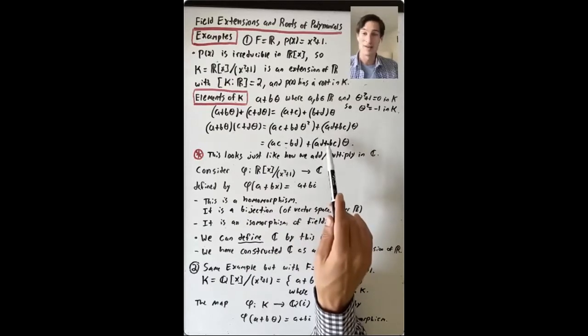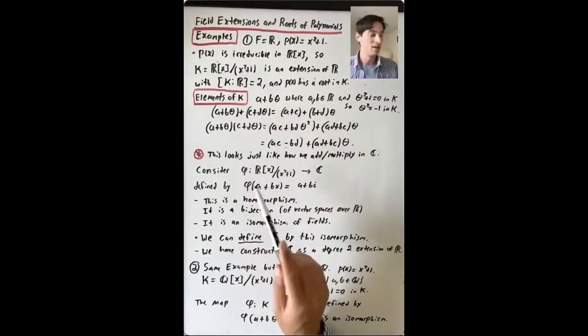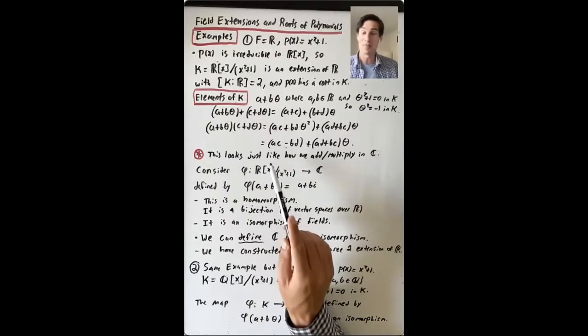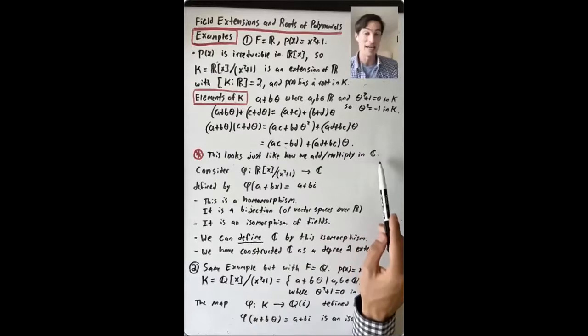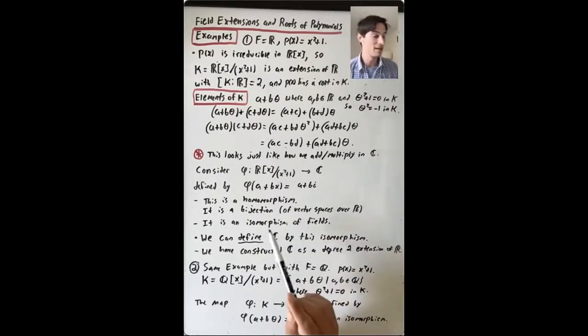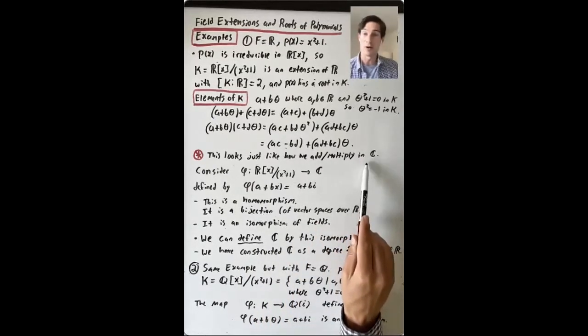And now if you look at this addition rule and multiplication rule, you might notice that this looks exactly how you add or multiply elements a plus bi and c plus di in the complex numbers. We really think of i as being this complex number, square root of minus 1. And this is not a coincidence. These fields, K and C, are isomorphic.